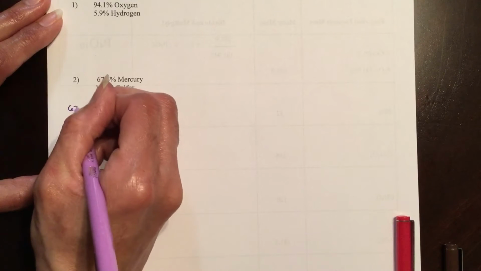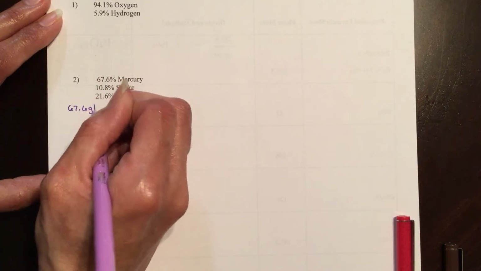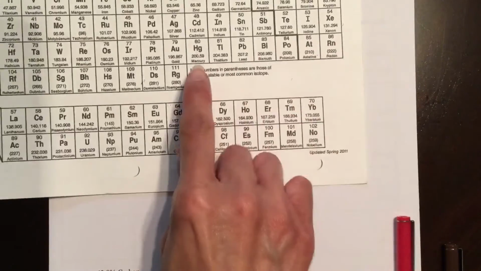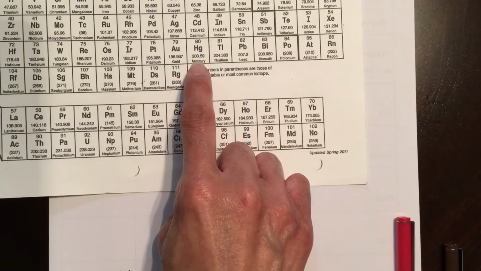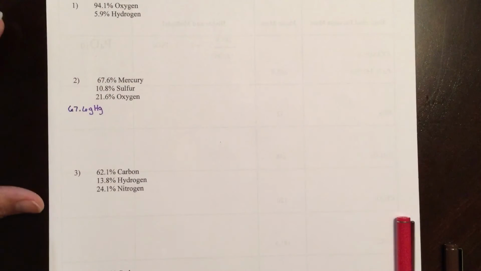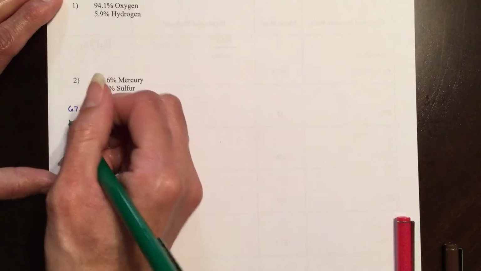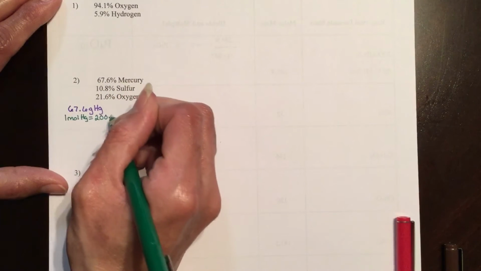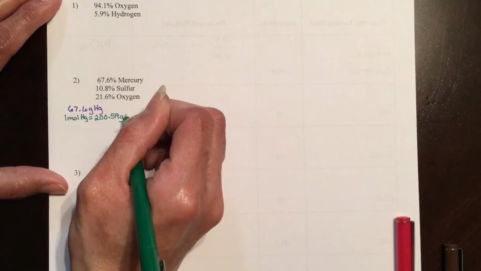Instead of 67.6%, I'm going to say 67.6 grams of mercury. Okay. Now, I'm going to go to my periodic table and I'm going to look for mercury. Mercury is 200.59 grams per mole. I'm going to write it out. So for every 1 mole of mercury, I have 200.59 grams of mercury.